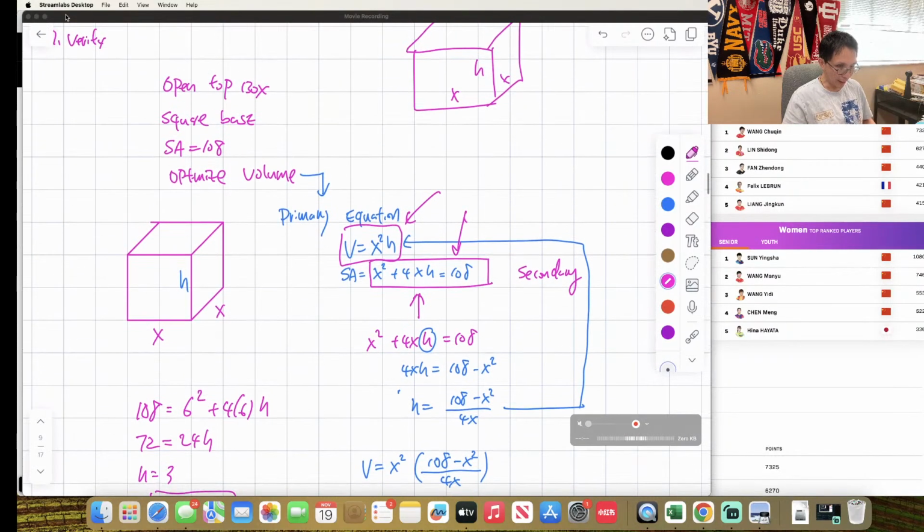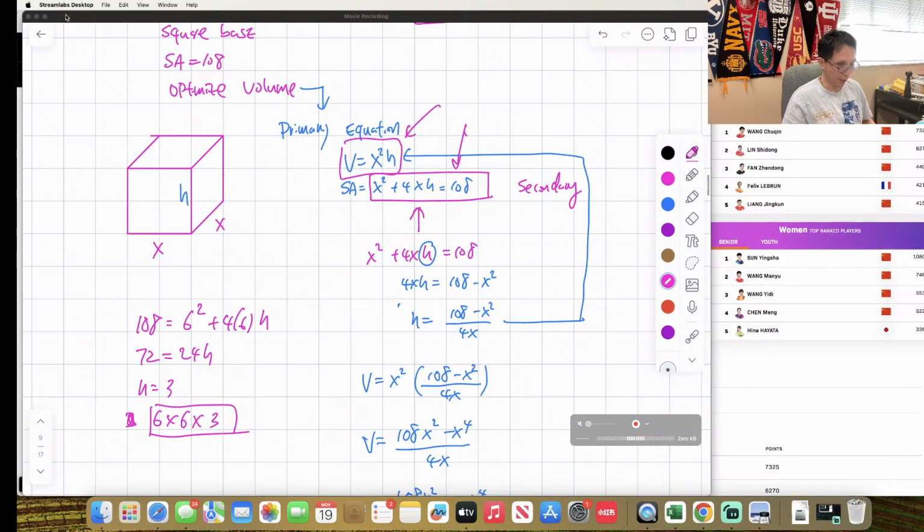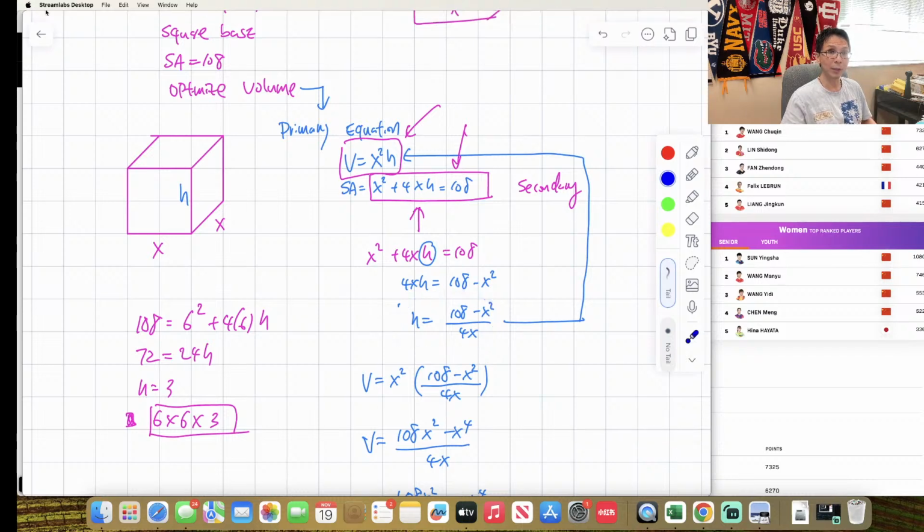Okay, so here, I'm going to go over the other question first. So then I have x squared plus 4xh. Now you have two options. You can solve for either x or h. It's much better to solve for h because x is not possible to solve. So I'm moving everything to the other side. I got h is equal to this. This is to reduce the variables.